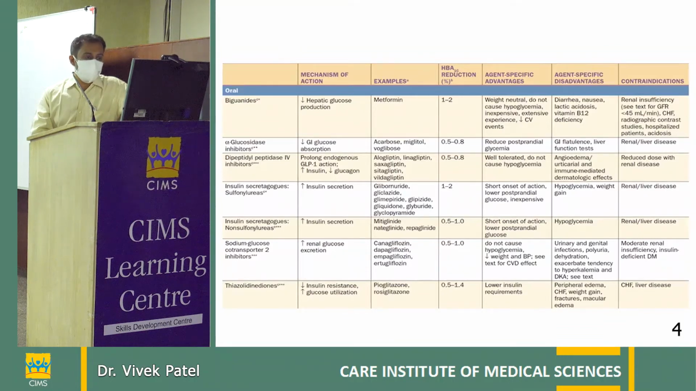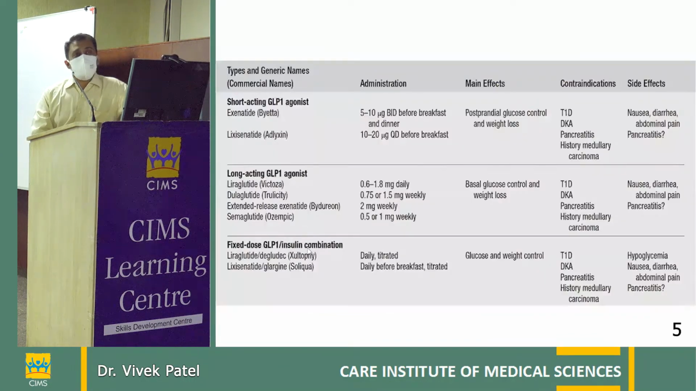Pioglitazone, again a wonderful drug. The only risks are weight gain and fluid overload, and it should be avoided in patients with heart failure stage 3 and 4. The injectable GLP-1 analogs are very recent and advanced molecules. Currently available with us are liraglutide and dulaglutide. In future, we will have oral semaglutide with us. Very good effect on blood glucose as well as weight loss.